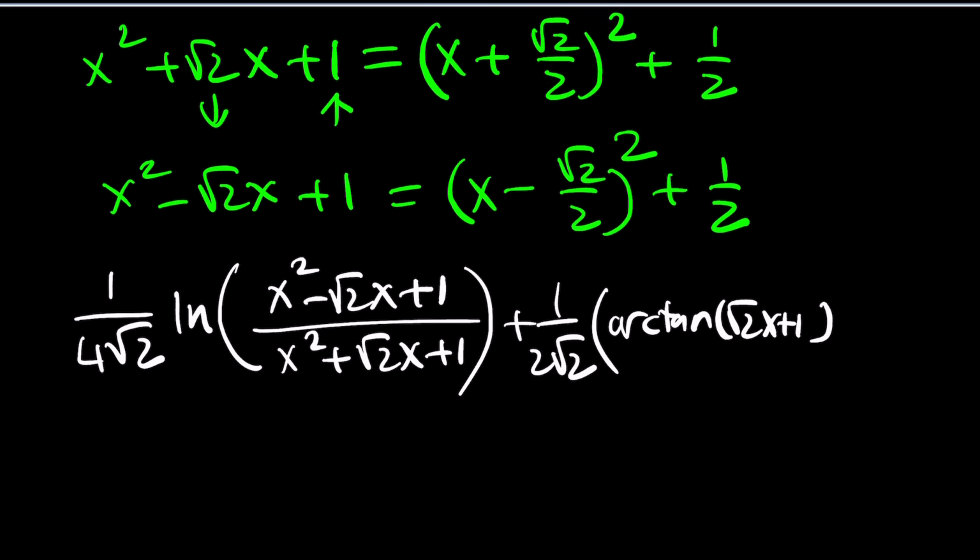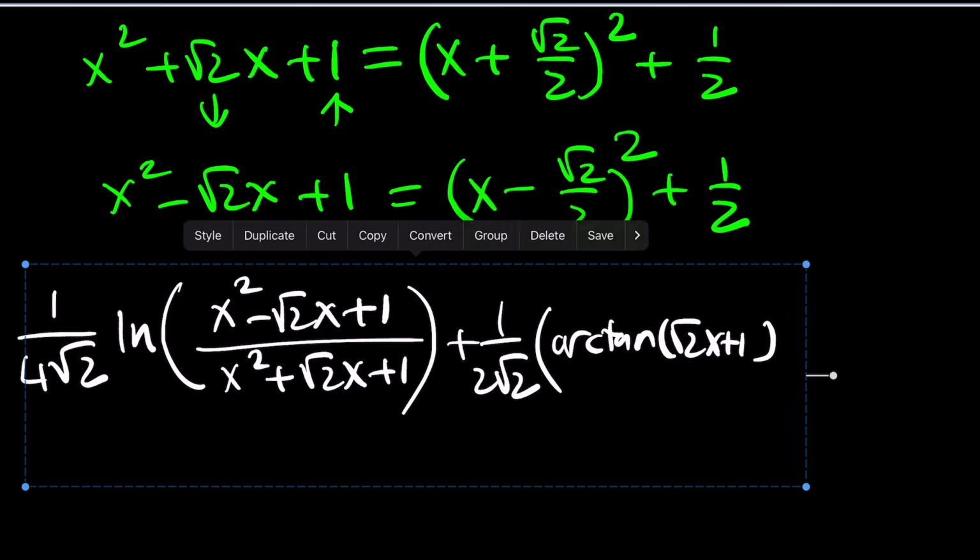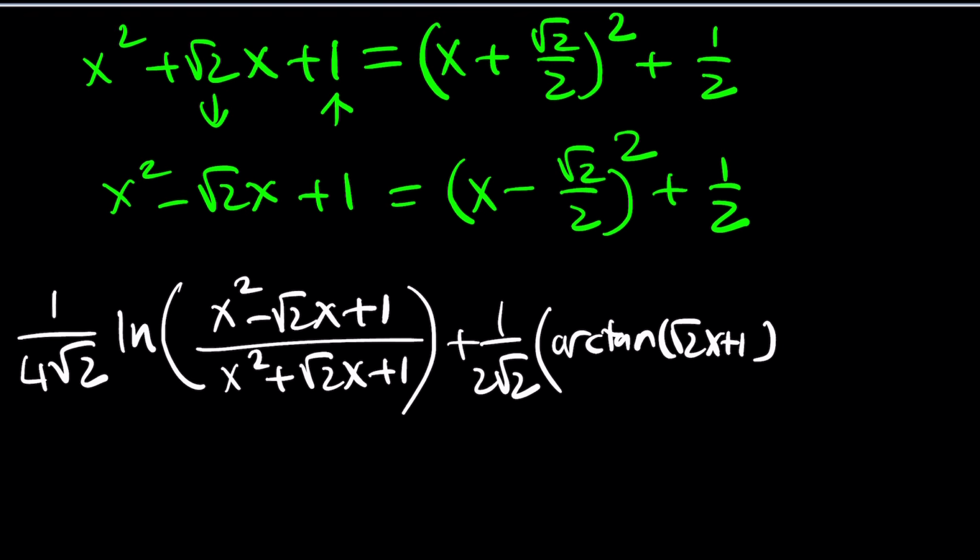Actually, I need to make more room for this, so let's move this to the left a little bit so that we can fit it there. Great. And then the other expression is just going to be another arctangent. Oops, let's erase this and make a little bit more room. Plus arctangent of square root of 2x minus 1. And at the end, we're going to add the constant.